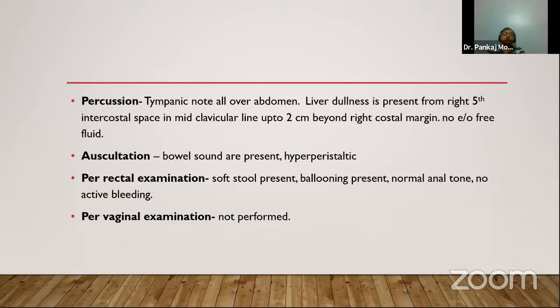So what does it mean? What do you mean by hyperperistaltic? Sir, bowel sounds are hyperperistaltic because of some obstruction. What do you mean by hyperperistaltic? What is the frequency per minute? Sir, more than 3 to 4 per minute. That is normal.